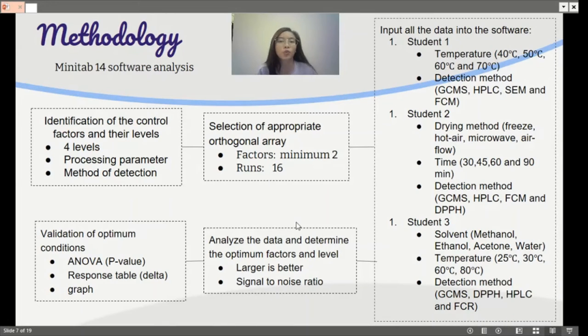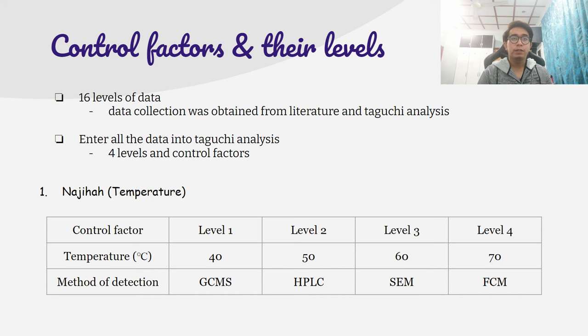The next one is how to apply all the data into the software. Each of us will choose four levels to enter the data to the software. So it will analyze the data and determine the optimal factors based on the larger is better. Last but not least is the validation of optimum condition. It contains ANOVA, response table and graph. Control factors and their levels.